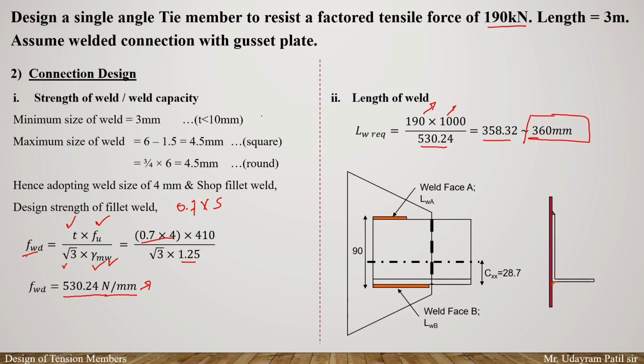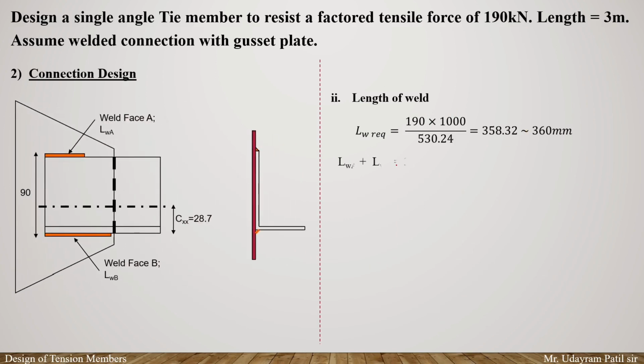Therefore, on both faces, the top face and the bottom face, the length of the weld will be different. We cannot just take 360 divided by 2 because here it is an angle section. The length of the weld at the top will be different from the length of the weld at the bottom, to counteract the CG movement. Countering the CG movement, the top will have less and the bottom will have more. So we have to calculate the length of the weld on face A and the length of the weld on face B.